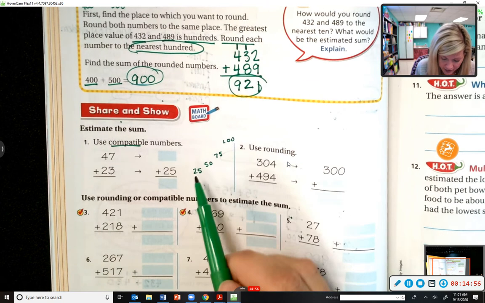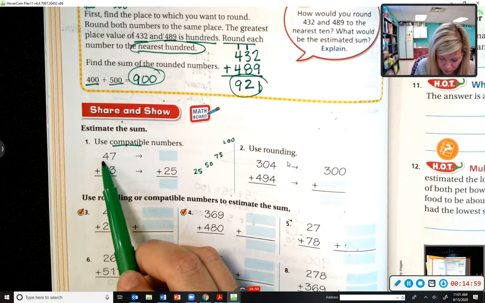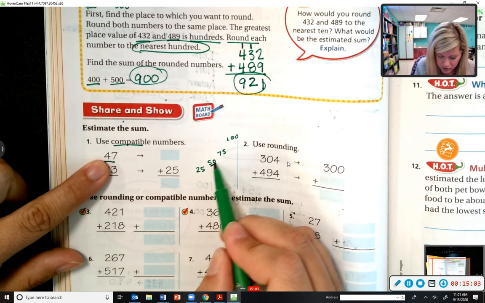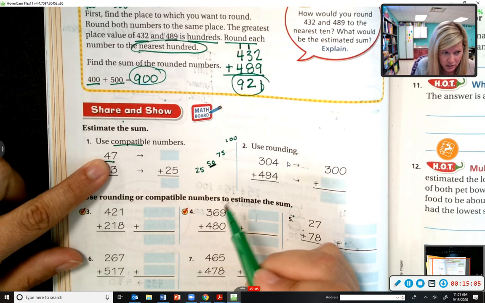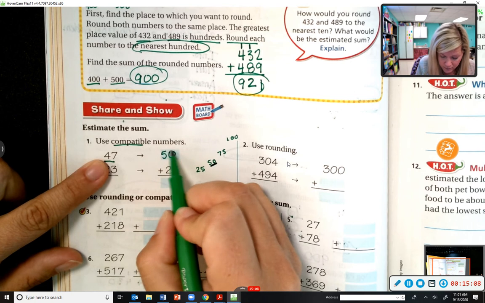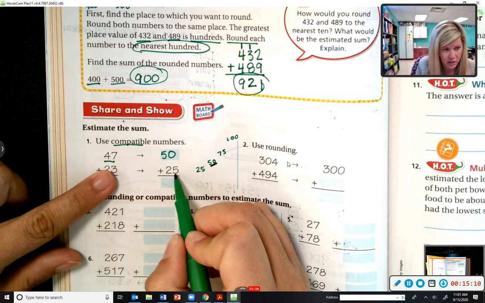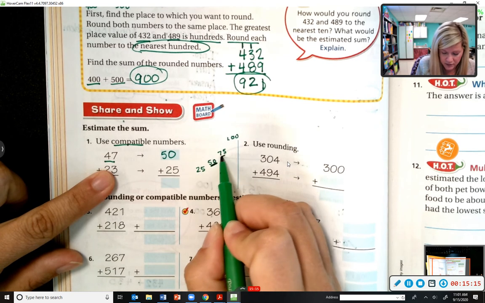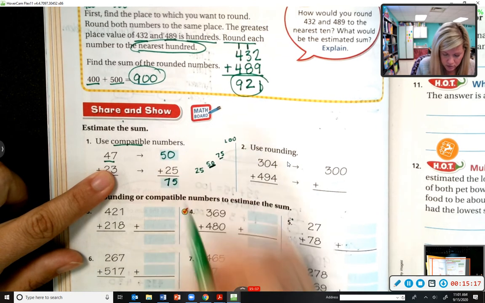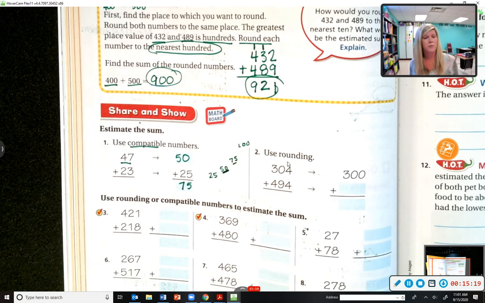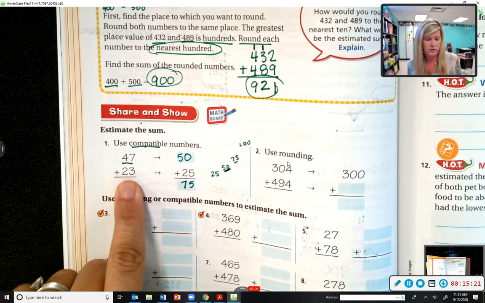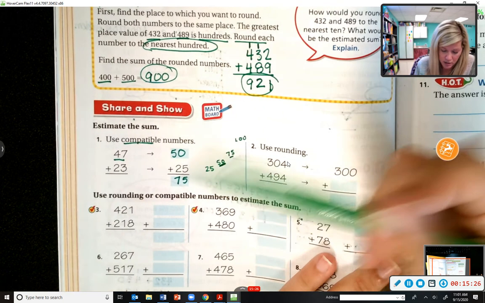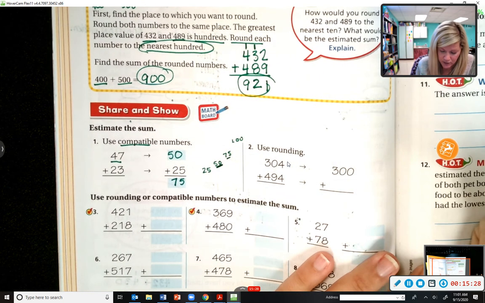Okay? And the reason I'm saying this is because if I see 47, it is going to be really close to the next quarter, which is 50. So I'm going to go ahead and do 50 plus 25, since they already gave me that. And I know that that would be 75. So that's an example of compatible numbers. They didn't round 23. They just made it a 25 because it's close, and we can easily add it to 50.